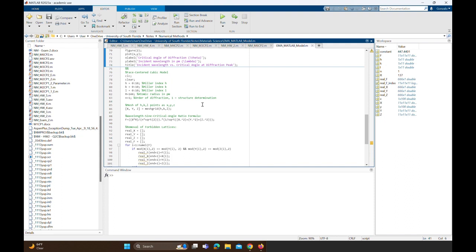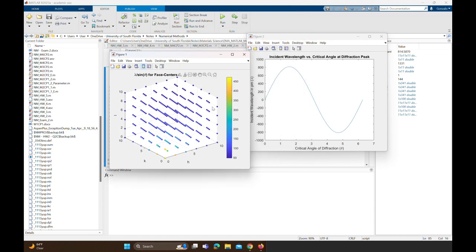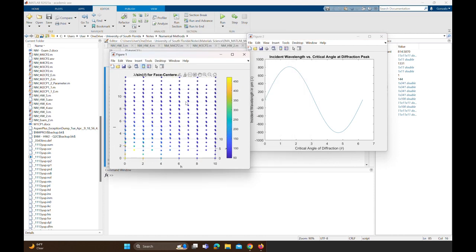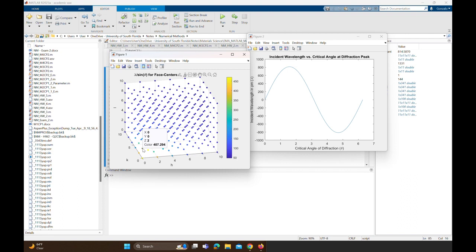Finally, we have the face-centered cubic model. Now, when using an atomic radius of 144 picometers, which represents the atomic radius of gold, and running the section, we will see that there are now even fewer points, given the structure that induces some limitations, which causes the diffraction peaks to be predicted at the family of 2, 0, 0, with a value of, for example, 407, being traced onto the incident wavelength and critical angle of diffraction.